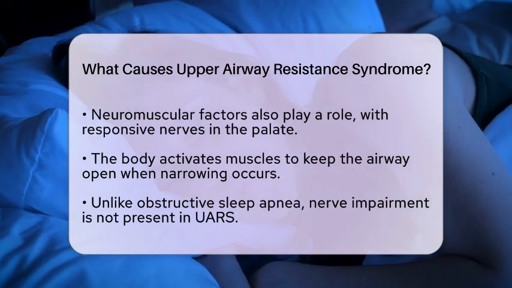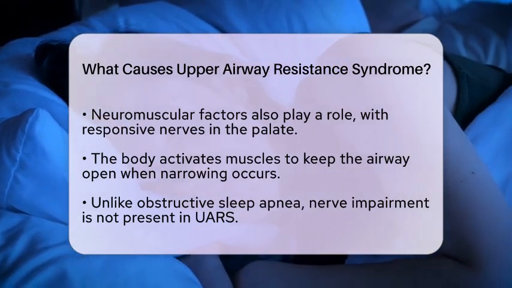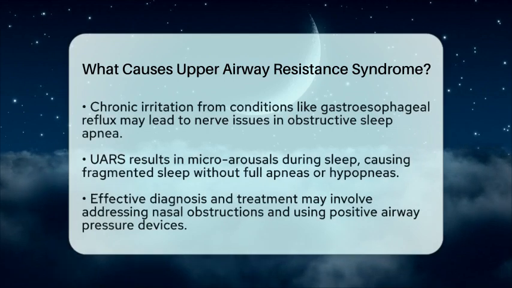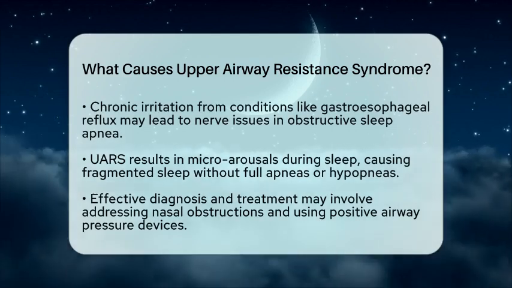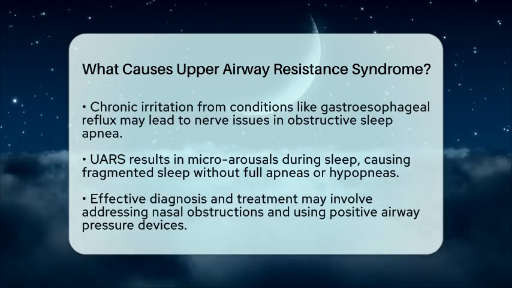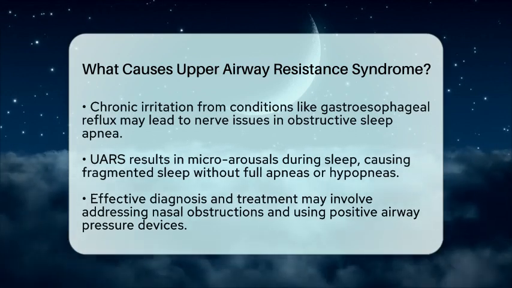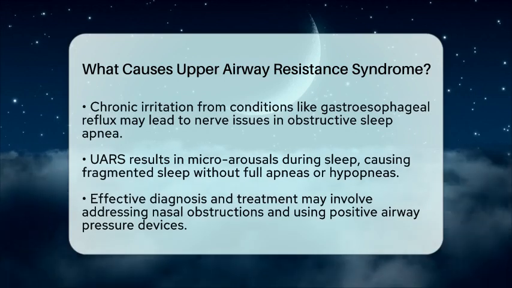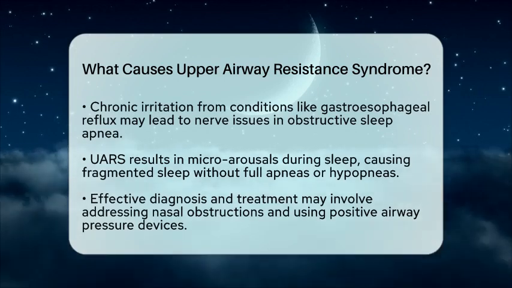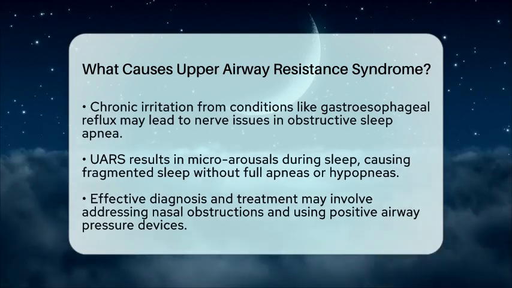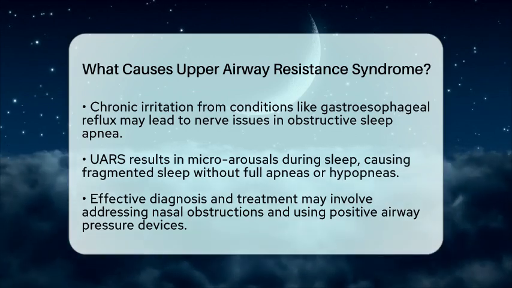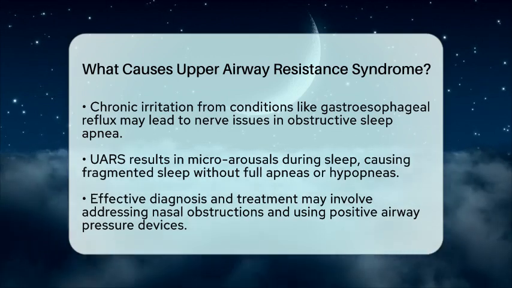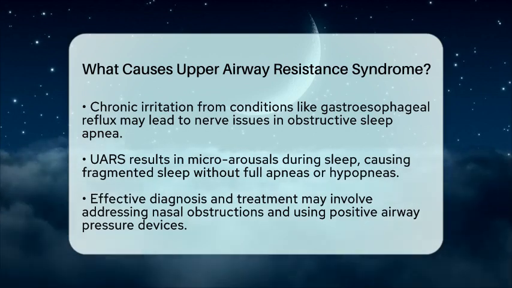However, chronic irritation from issues like gastroesophageal reflux or repetitive snoring may contribute to nerve problems in obstructive sleep apnea. In upper airway resistance syndrome, the combination of anatomical narrowing and preserved nerve function leads to repeated microarousals during sleep. This results in fragmented sleep without the full apneas or hypopneas characteristic of obstructive sleep apnea.